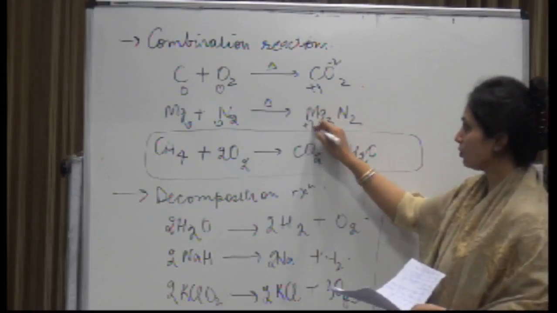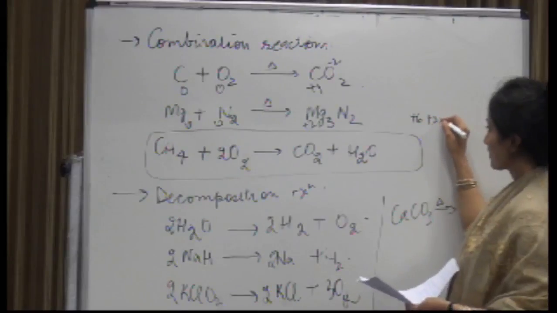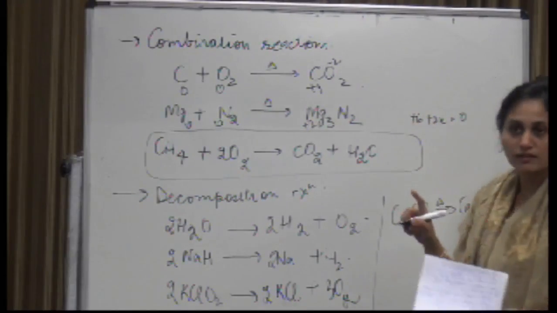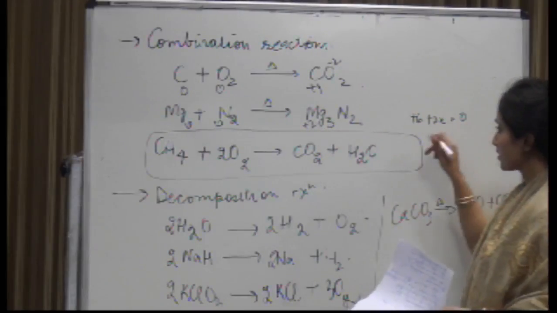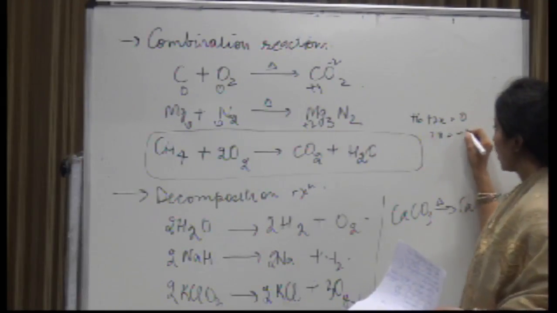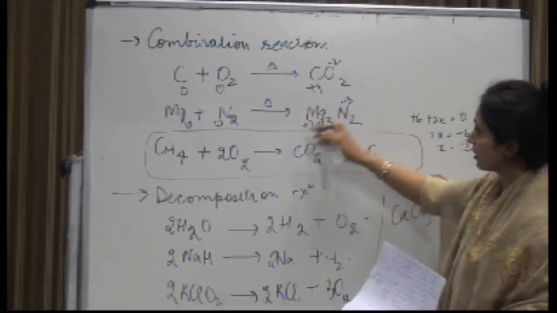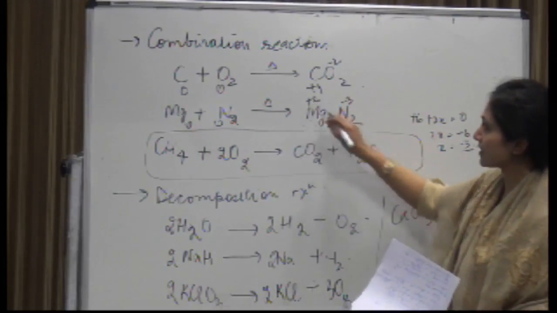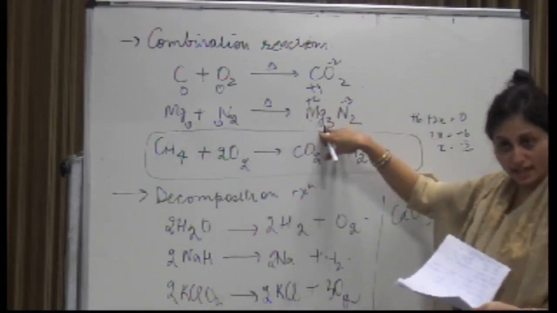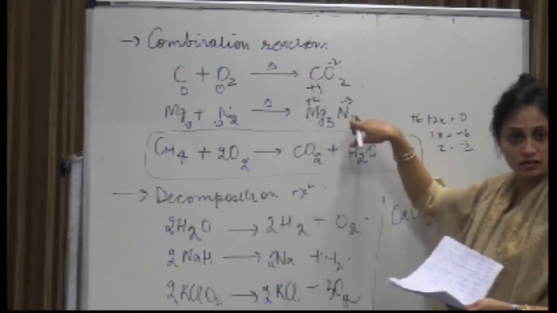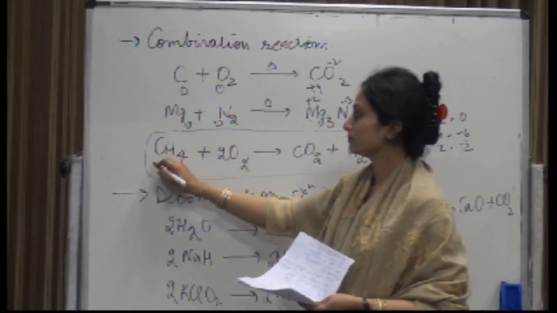This is plus 2, and this will be plus 6 plus 2x is equal to 0. That is how you will find it out. Plus 6 plus 2x is equal to 0. So 2x is equal to minus 6, and x will be minus 3. So this is plus 2, and this is minus 3. So what's happening to Mg? It's getting oxidized, and nitrogen is getting reduced. Okay. Now here.